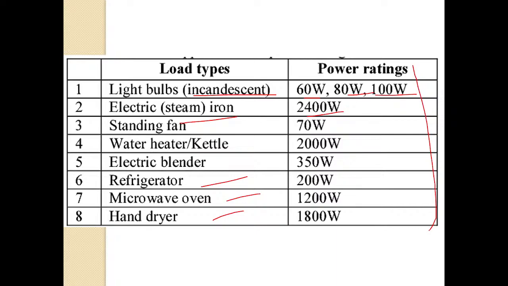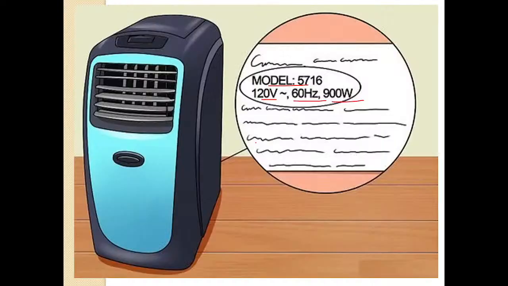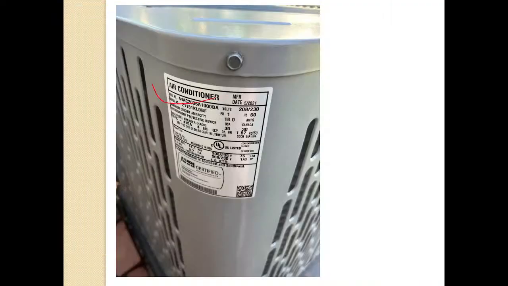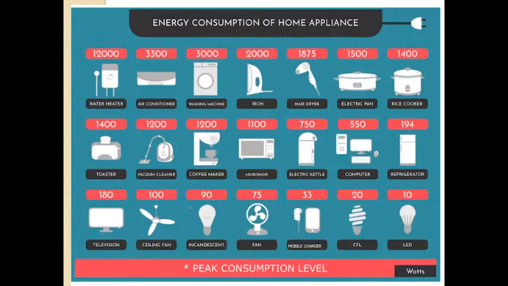For every electrical apparatus, the power rating is provided on the apparatus itself. See, this is a coffee brewer; you can see at the back side the power ratings are provided. Air cooler, the power rating is provided at the back side of this air cooler. Similarly, this is the compressor of your air conditioner, and power ratings are provided here. The manufacturer himself provides the power ratings.